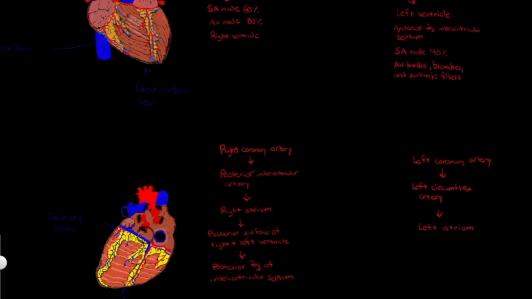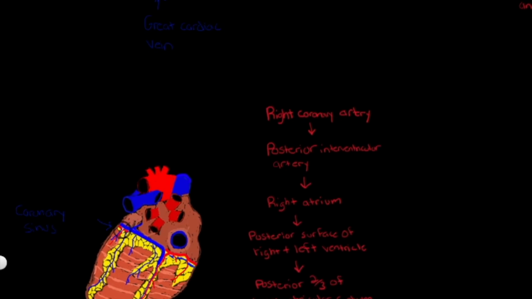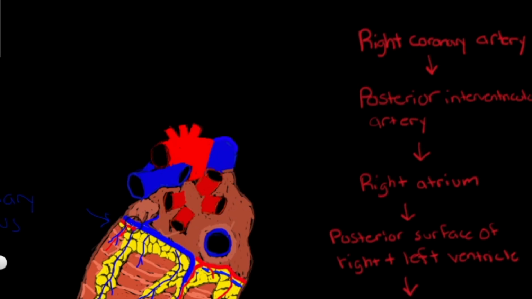And as it wraps around the backside of the heart, down here, this red right here is the left circumflex artery, and it supplies blood flow to the left atrium, which is right here.